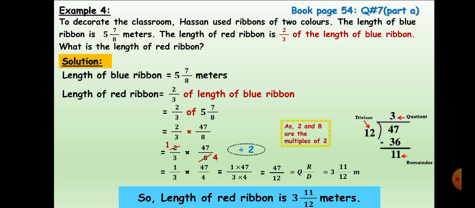The length of blue ribbon is 5 whole 7 over 8 meters. The length of red ribbon is 2 over 3 of the length of blue ribbon. The word "of" again tells us that you have to do multiplication. What's the length of red ribbon?